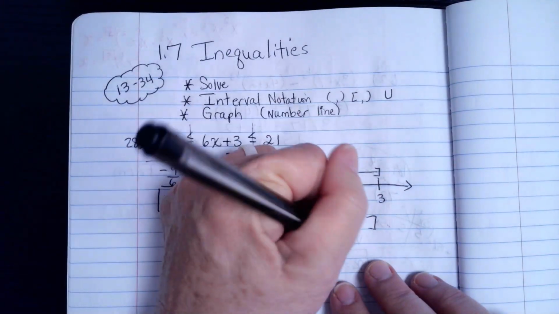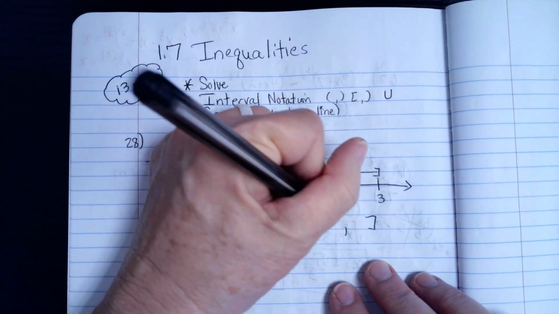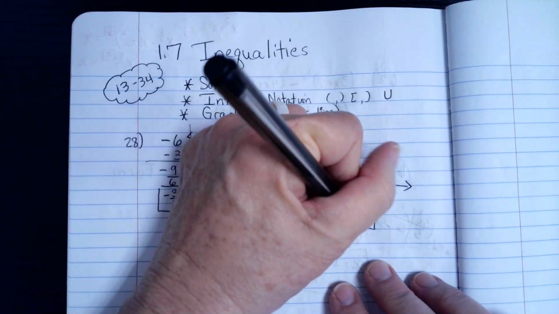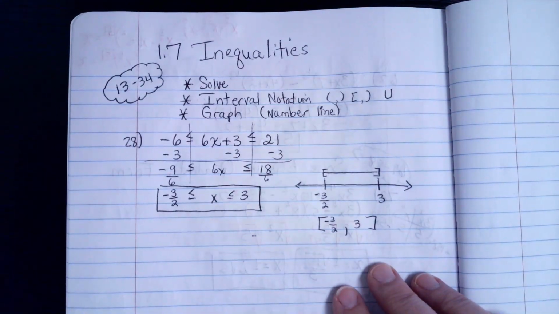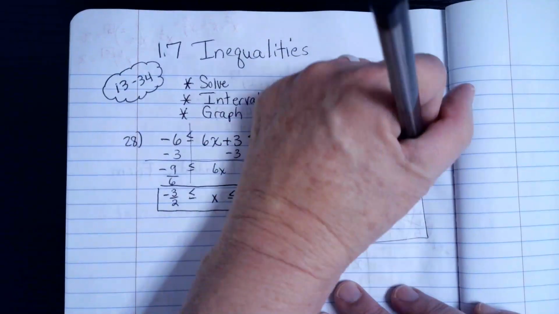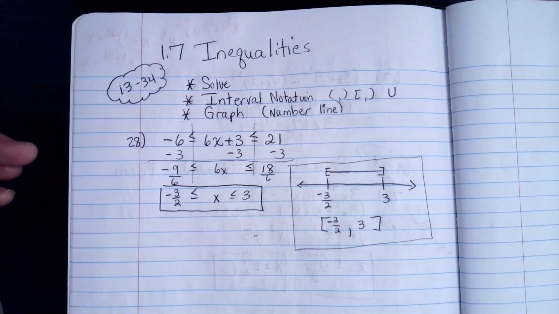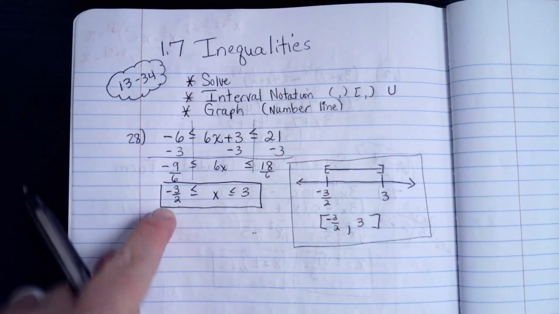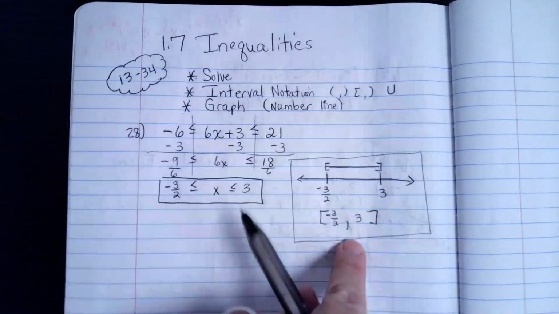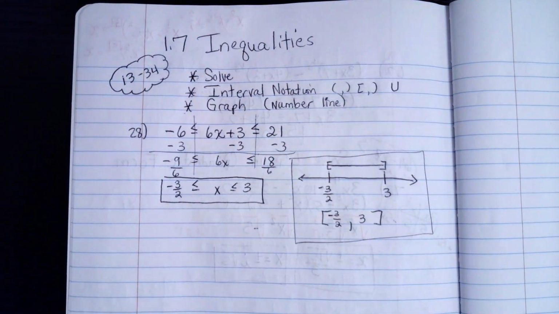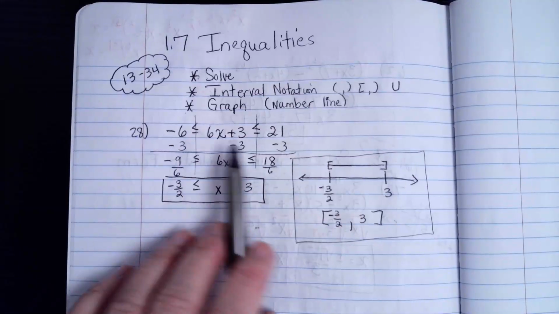My x was everything in between the numbers -3/2 and 3. So if you're boxing things or highlighting, all of this answers the three things I was looking for. There's the solution. There's the graph. There's interval notation. So you've not seen them work like this in three zones at once?